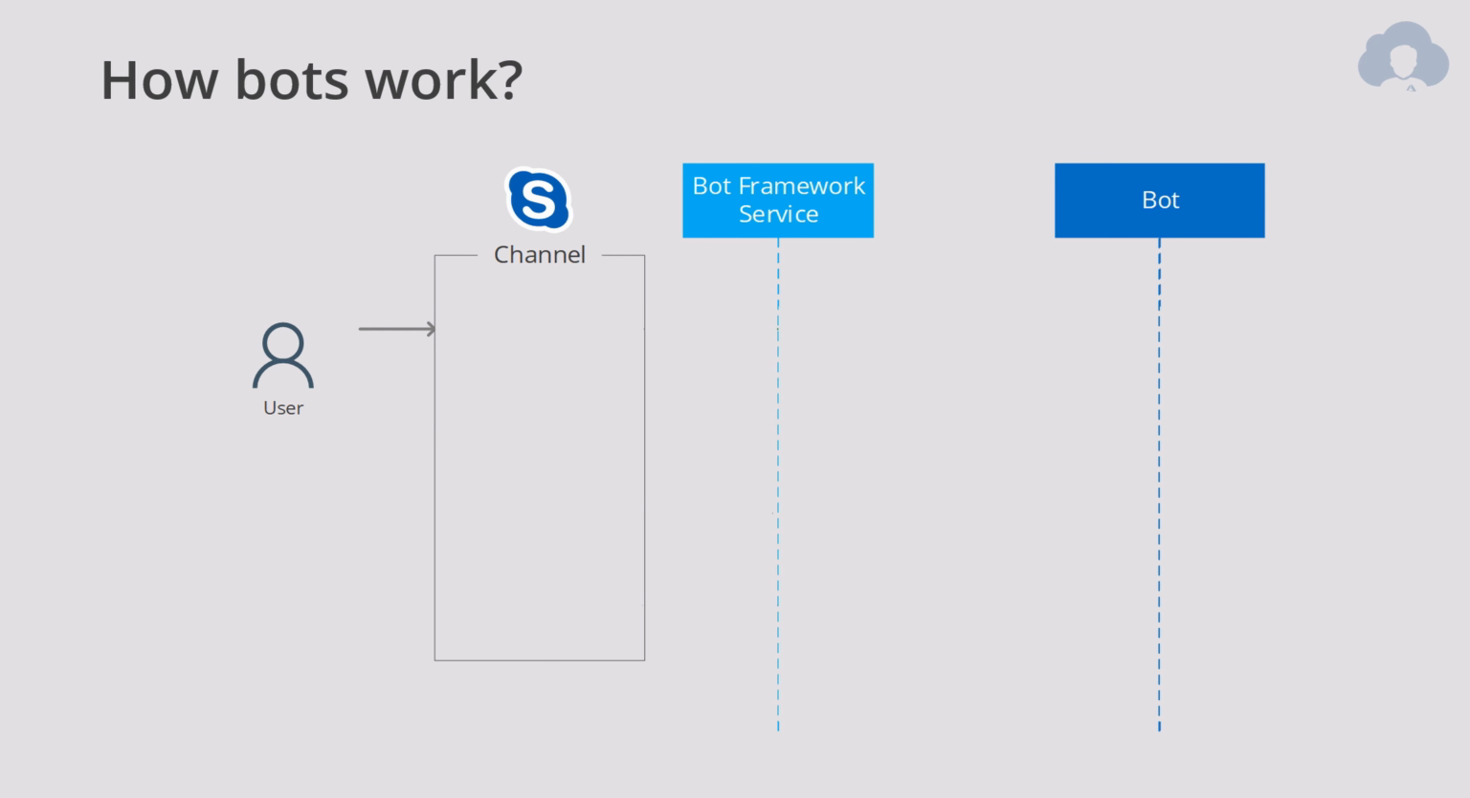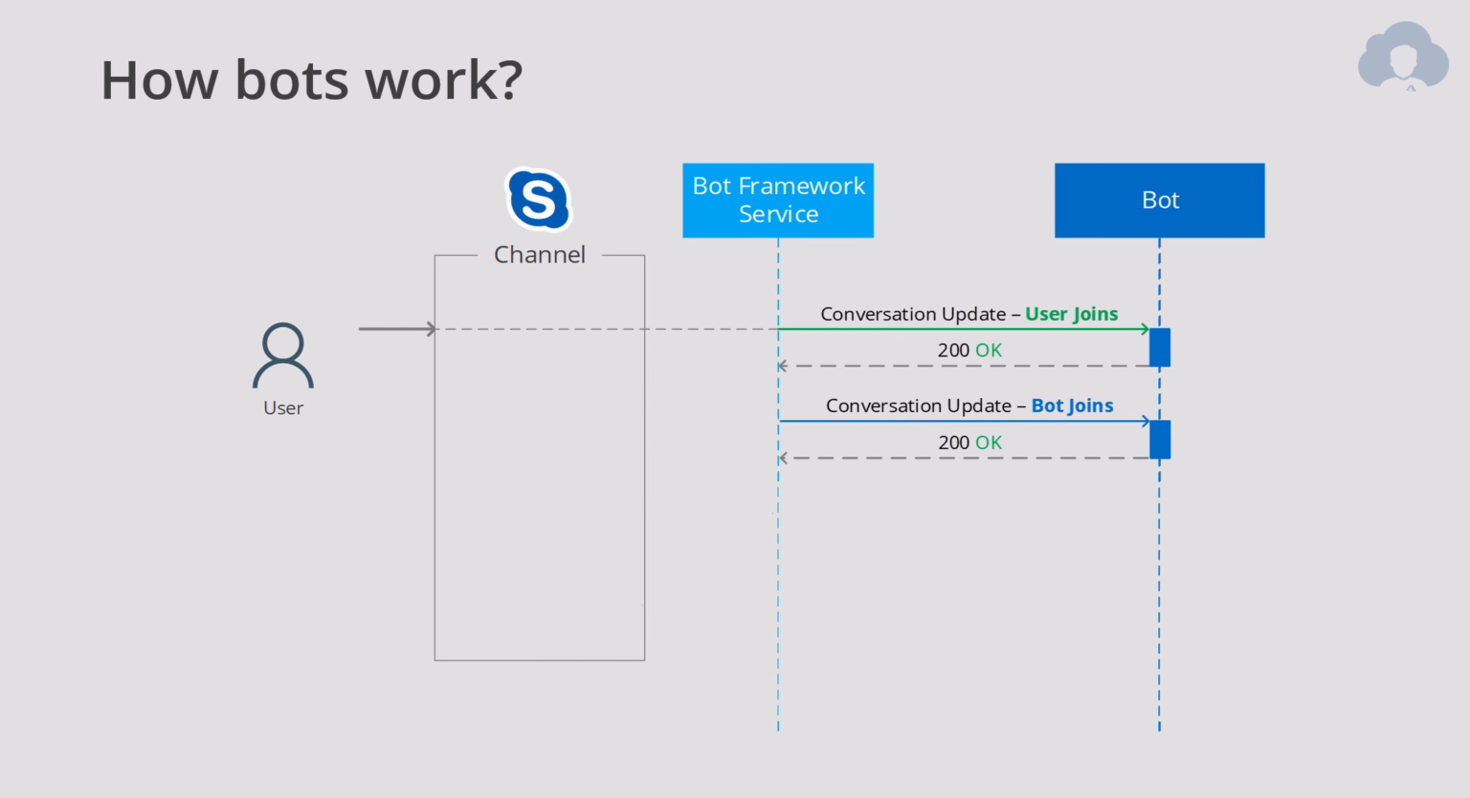So how does the bot work? Whenever a user connects to your bot through some channel, it first connects to that channel. When he does that, a message is sent to Bot Framework Service, which then sends a message to your bot that the conversation was just updated and the user joined a channel. After that, the bot needs to join that channel as well. And when that happens, you are now ready to start the conversation.